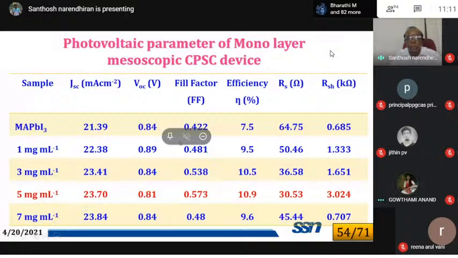If you see all the data, I have highlighted here corresponding to 5 mg per ml, the efficiency is 10.9. Thus, against various values, is the efficiency. This is the highest efficiency. And we also see the reason for this being the highest value.